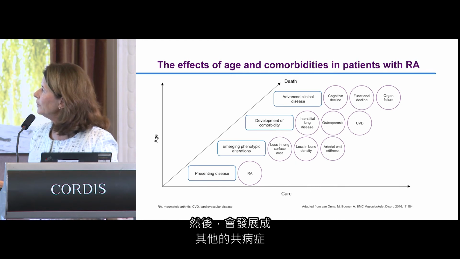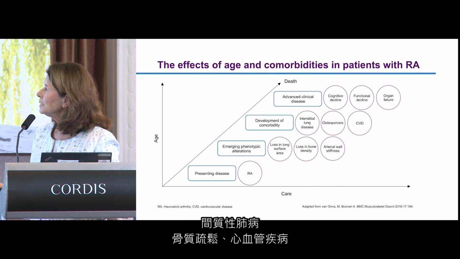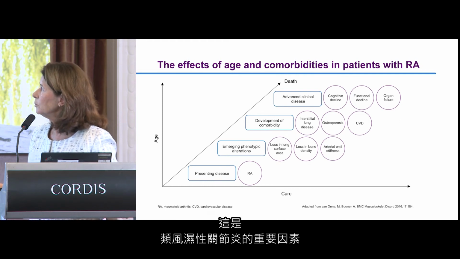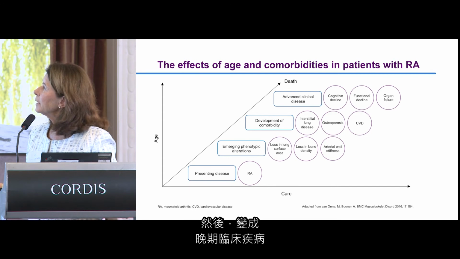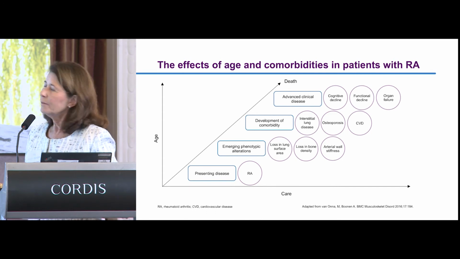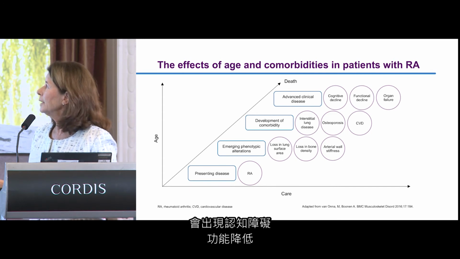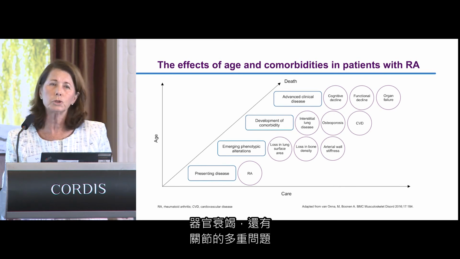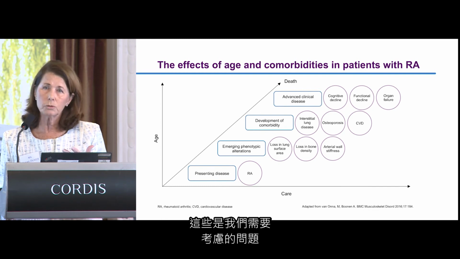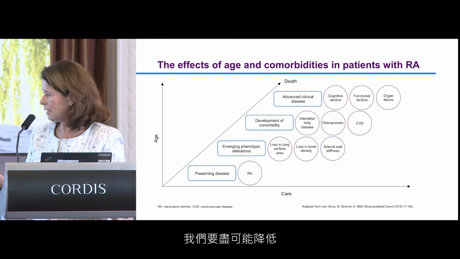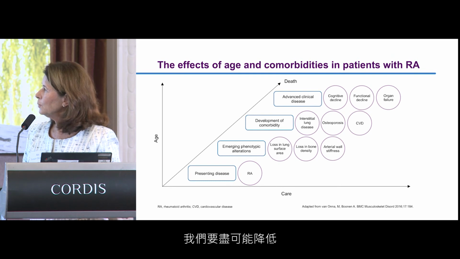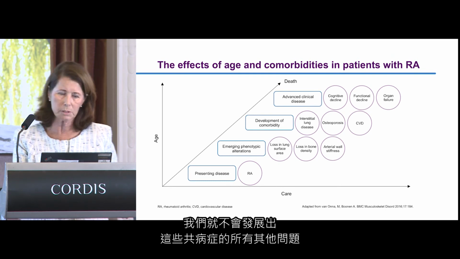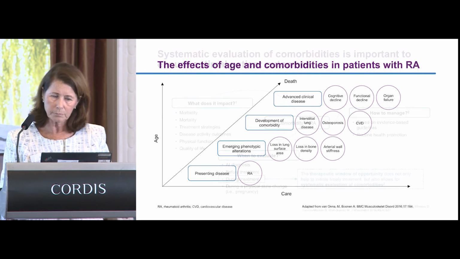And then they will develop other comorbidities: interstitial lung disease, osteoporosis, cardiovascular disease, which is a big, big factor in rheumatoid arthritis. And then they become advanced clinical diseases, where they will have cognitive decline, functional decline, and organ failure, and of course multiple problems with joints. Those are the real issues we need to think about. We need to keep them as low as we can with their presenting symptoms here, so we don't develop all of these other problems in the comorbidities.